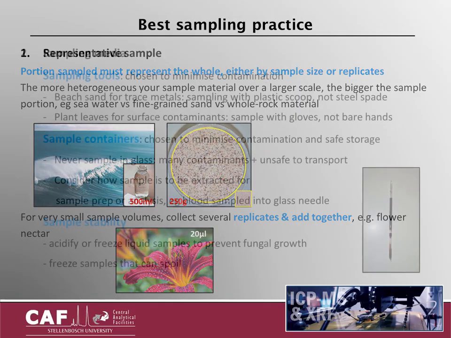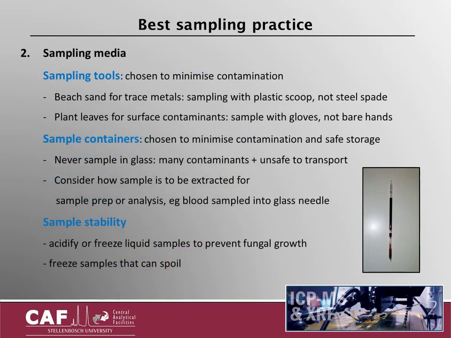Also very important is your sampling media, which refers to firstly your sampling tools. You have to choose your tools for sampling to minimize any contamination. For instance, if you are looking at beach sand for trace metals, you'll be sampling with a plastic scoop and not a steel spade. If you are looking at plant leaves for surface contaminants, you have to make sure that you wear gloves and not use your bare hands.